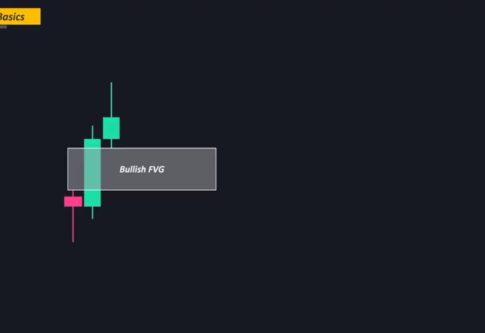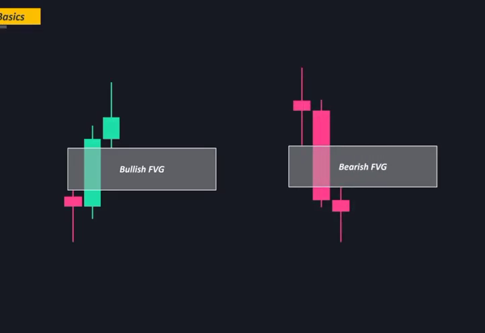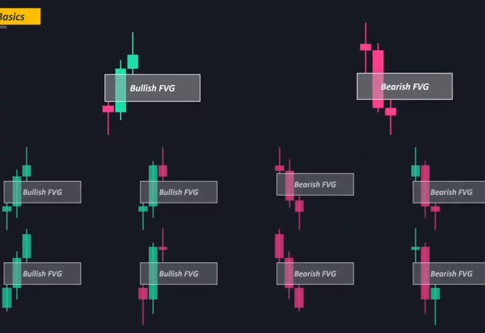Starting with the basics, a bullish fair value gap is a space between the upper wick of the first candle and the lower wick of the third candle in a 3-candle sequence. Similarly, a bearish FVG is a space between the lower wick of the first candle and the upper wick of the third candle. The candle's color does not matter, and they can be any shape or size.